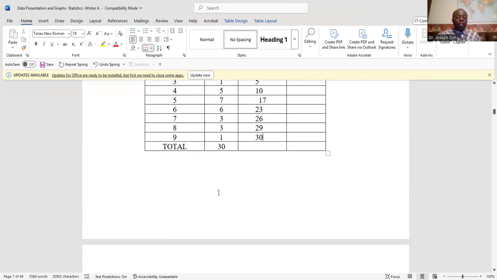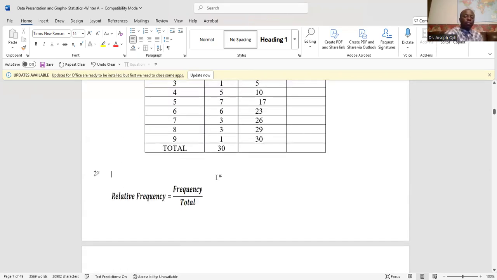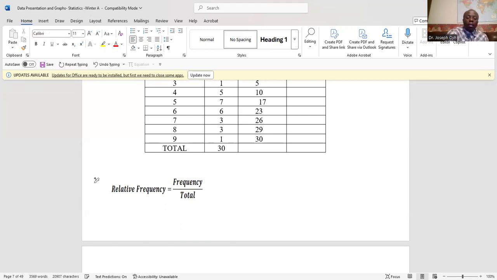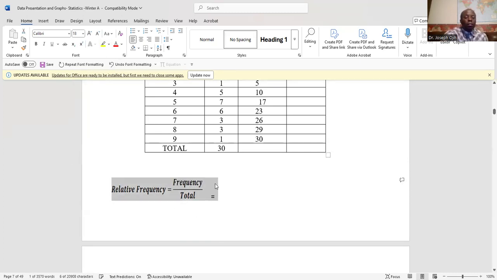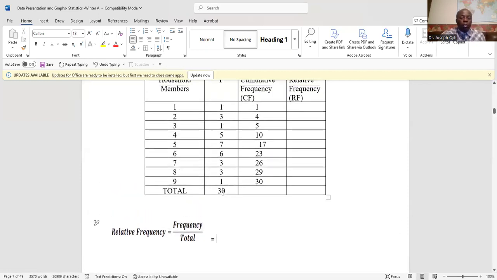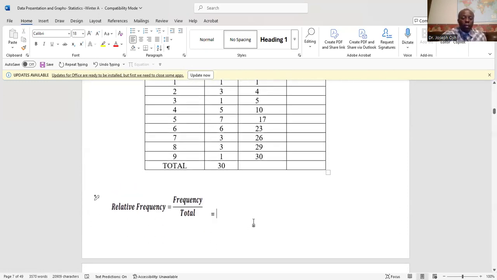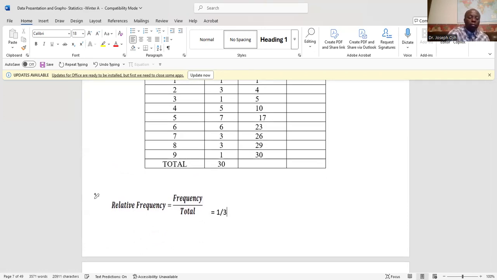Now for relative frequency, use this formula: the frequency divided by the total. Now, let's do it. For the first one, the first frequency is 1. So 1 divided by 30.